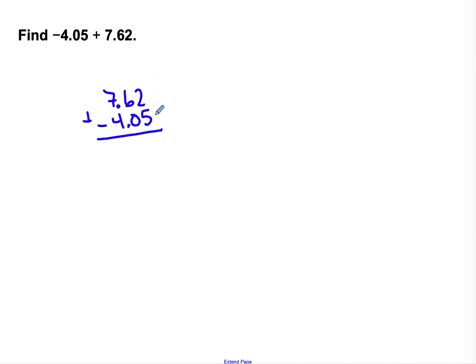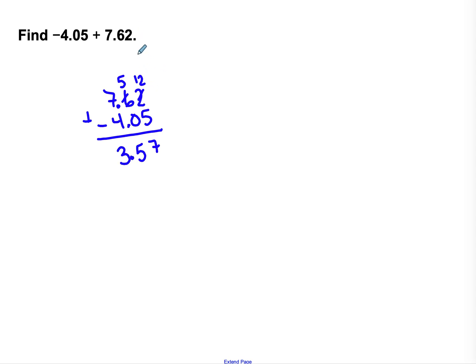2 minus 5 is going to take me into the negative, so I need to borrow. So this 6 becomes a 5, and this 2 becomes a 12. 12 minus 5 is 7. 5 minus 0 is 5. 7 minus 4 is 3.